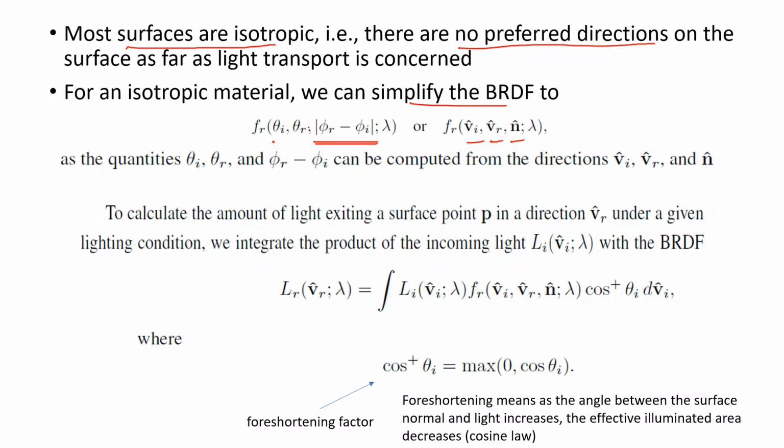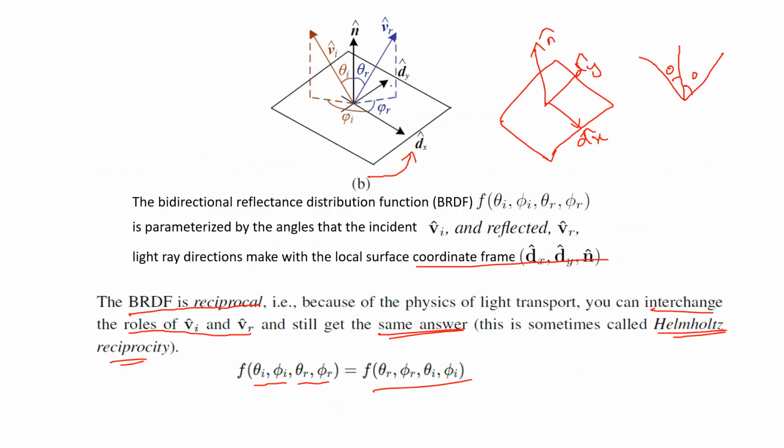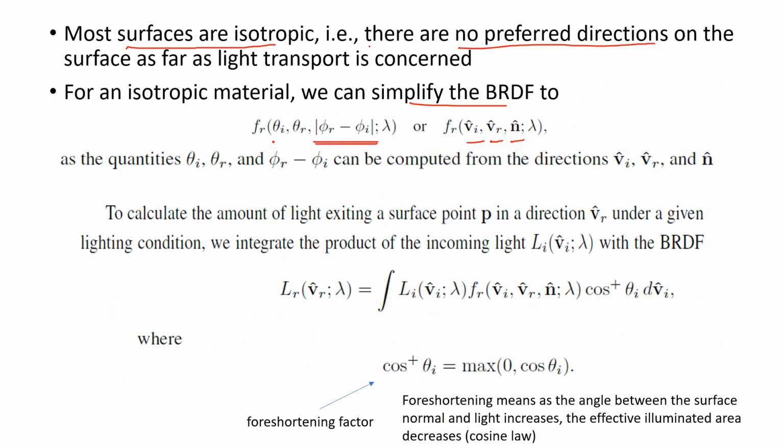In order to calculate theta i and theta r, we only require Vi, n, and Vr, right? So if the surface is isotropic, we can simplify the BRDF as a function of theta i, theta r, and the difference psi r minus psi i, or we can represent it as fr of the Vi vector, the Vr vector, and n.